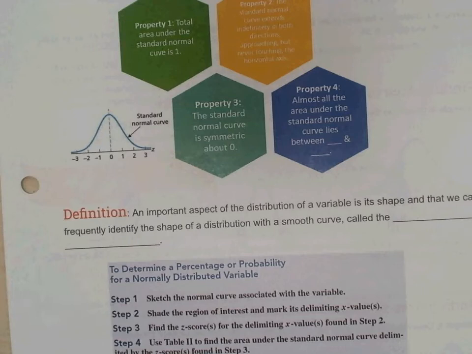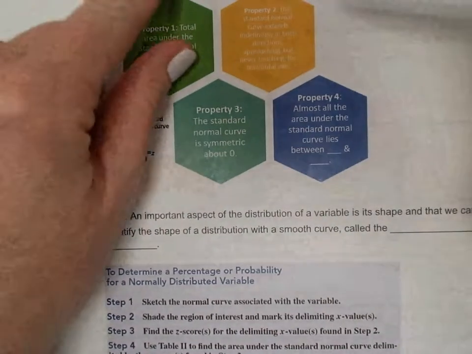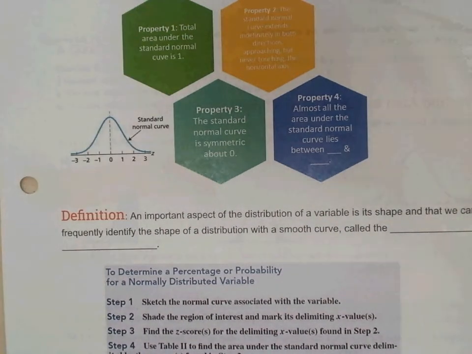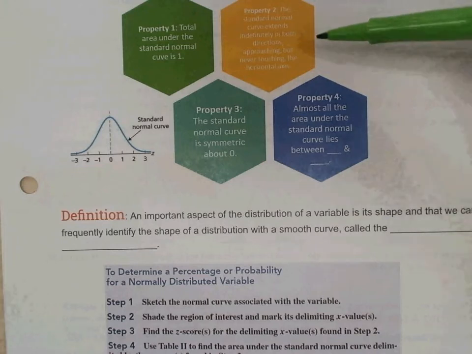This is 6.2, areas under the standard normal curve. So we'll start with some basic properties of the standard normal curve. Our goal today is to apply properties of the normal curve to make predictions about quantitative data. So here's the properties. Property 1, will you read that one for us, please?